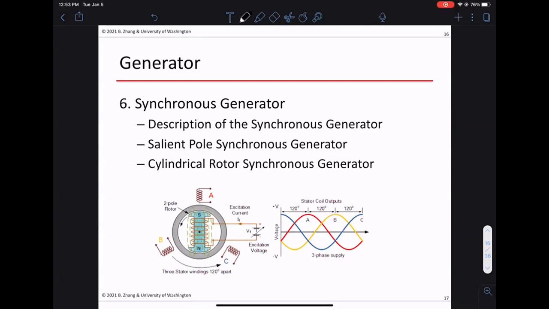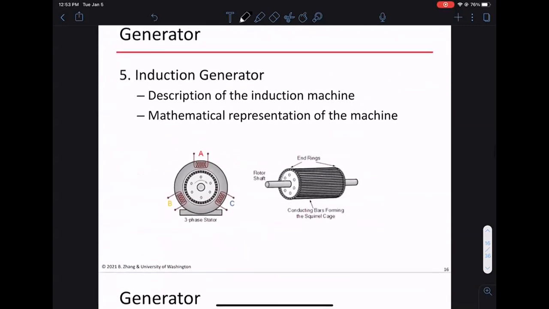So, to do a review of 351, we covered both of these technologies. So for you guys, when do you think we'll prefer to use an induction generator?